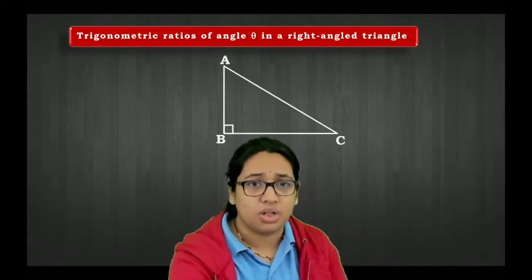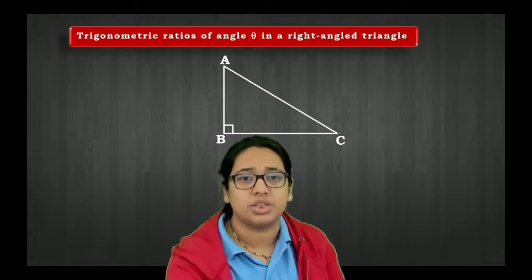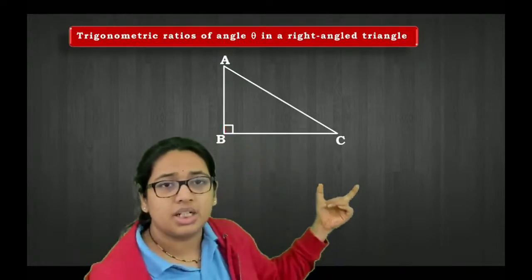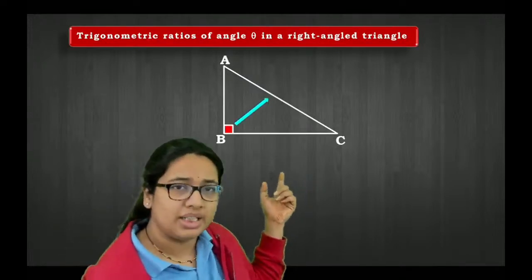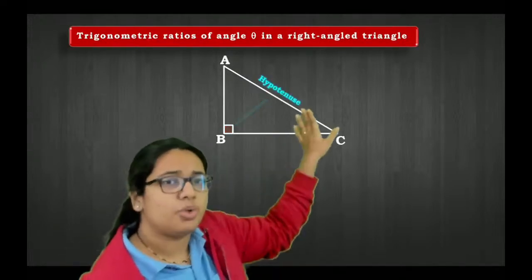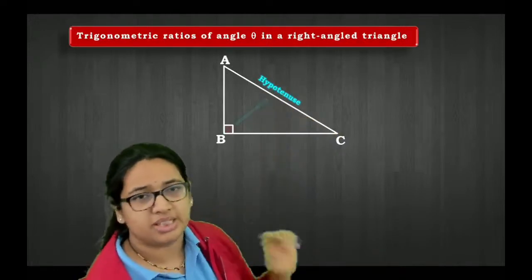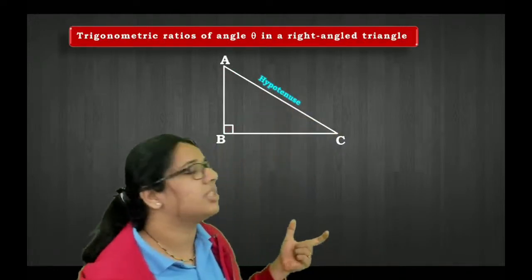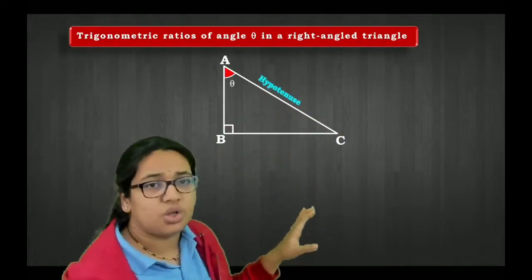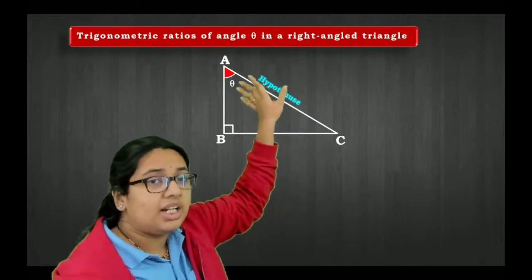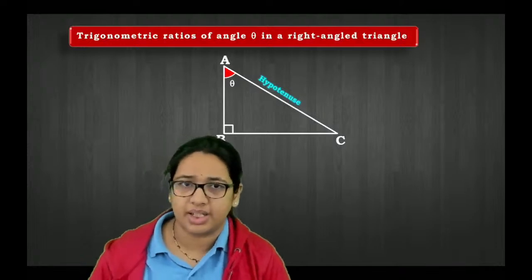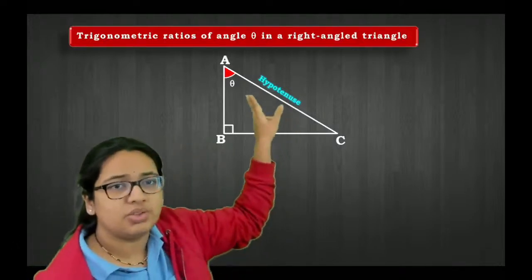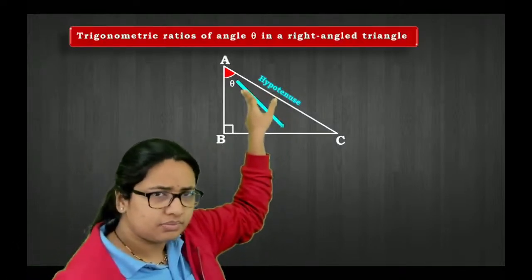So we will just talk about the trigonometric ratios. Again we consider right angle triangle ABC where B will be 90 degree. So what will be the hypotenuse for it? It will be AC, correct? Hypotenuse for this angle will be AC. We'll just talk about the measure of angle A and we'll denote that angle by theta. Okay? So suppose this will be angle theta.